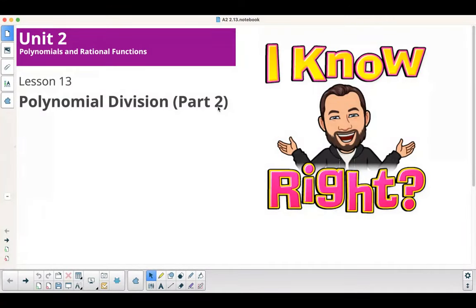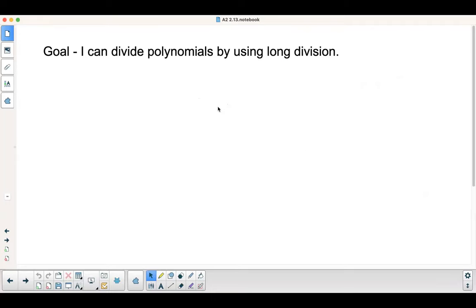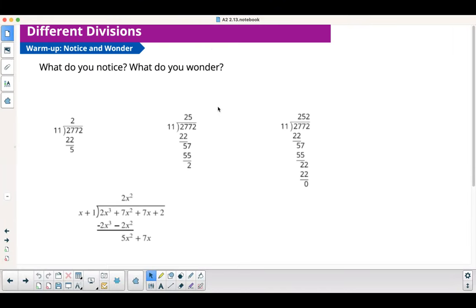Okay, Illustrative Math, Unit 2, Lesson 13 of Algebra 2 is called Polynomial Division, Part 2. Goal: I can divide polynomials by using long division. What do you notice? What do you wonder?